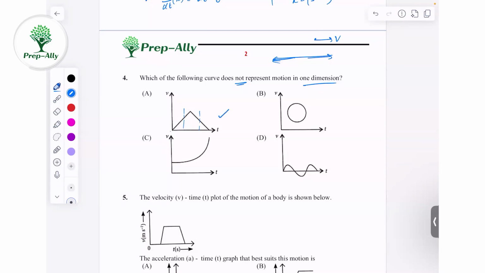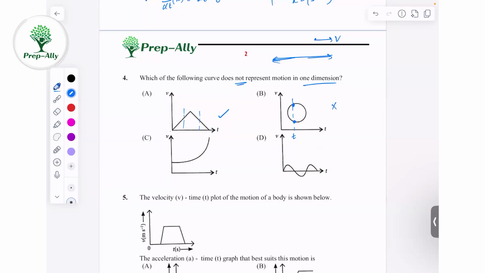Correct. But in option B, if we draw a vertical line, you see this vertical line intersects the curve at two points, one point here and one point here, at the same time instant t. And is that possible? Is that allowed? Is it physically possible? At the same time instant t, the body is having two velocities, which is incorrect. It won't happen. So option B is the wrong option.